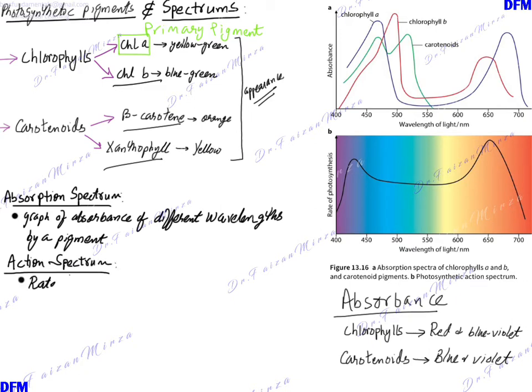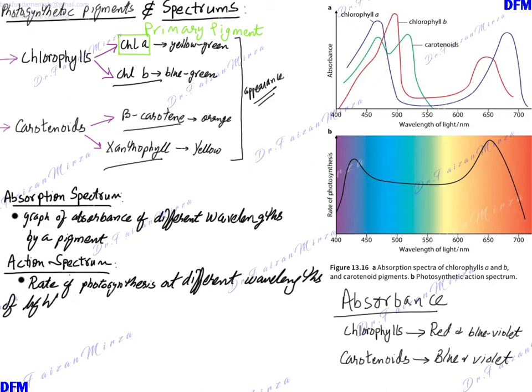What about the action spectrum? Action spectrum basically tells you the rate of photosynthesis which is occurring at different wavelengths of the visible light. So how is that possible? We see that in the initial part of the spectrum, there is a lot of photosynthesis. Then as we go further in the spectrum, beyond 450 till 600, the rate of photosynthesis stays low. After 600, it starts to rise once again. So there are two peaks. One peak is in the initial part of the spectrum. The other peak comes in the later part of the spectrum.